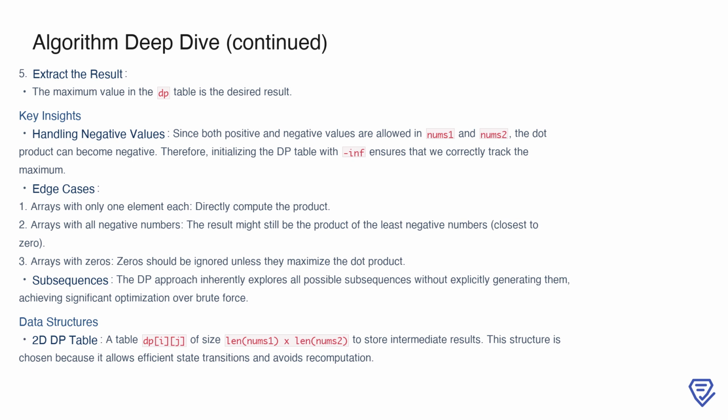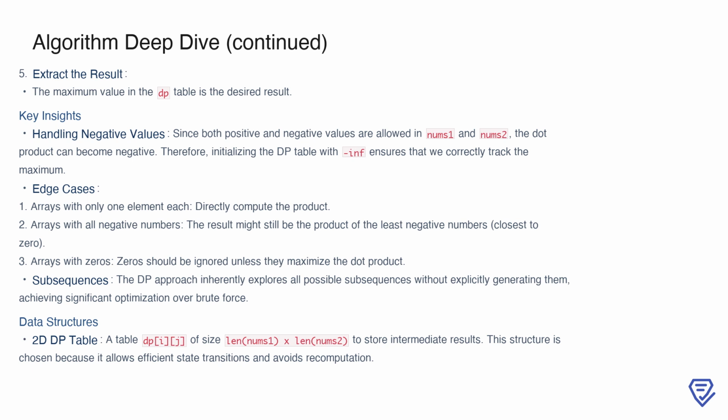Both nums1 and nums2 can contain negative numbers, which means dot products can also be negative. By initializing the DP table with negative infinity, we ensure that we correctly track the true maximum throughout. Now, there are also edge cases to consider.